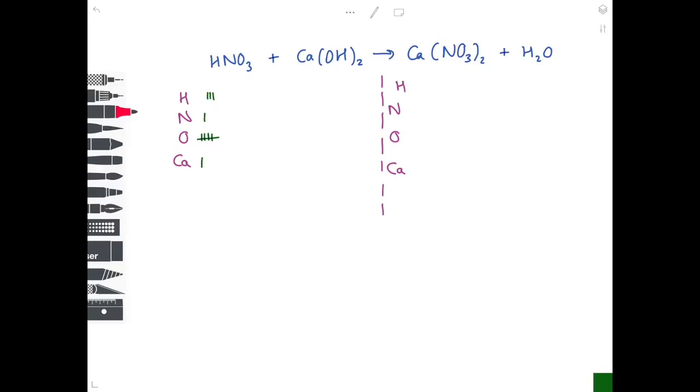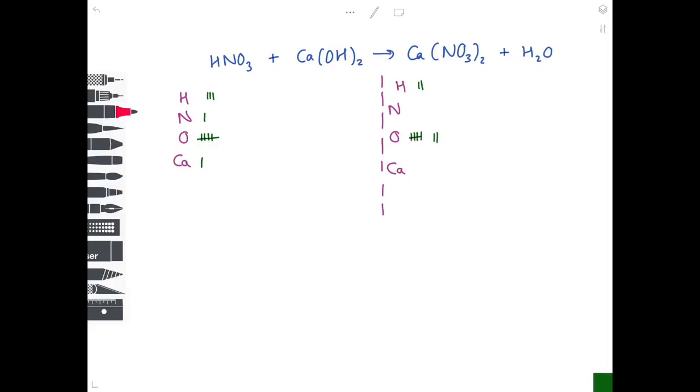Now we need to do the same for the product side of the equation. So how many hydrogens do we have? Well, that's 2, which is present in water. Oxygen, you've got 3 present in calcium nitrate, but remember that small 2 after the brackets means that's doubled, so that's 6, plus 1 found in water, so that's 7.